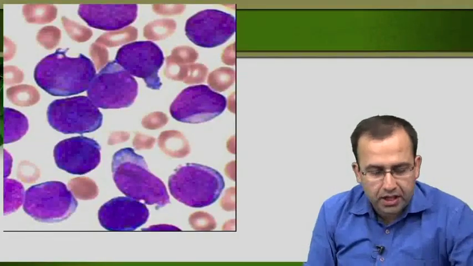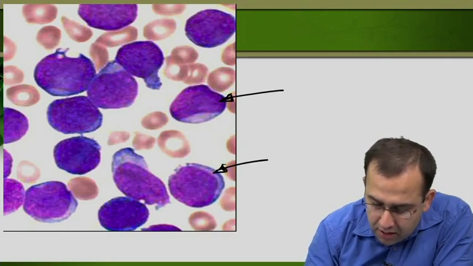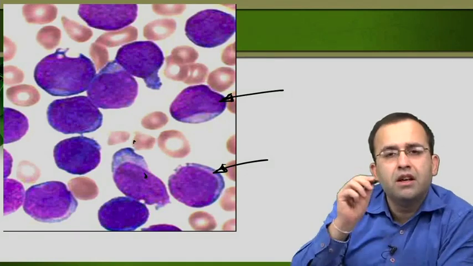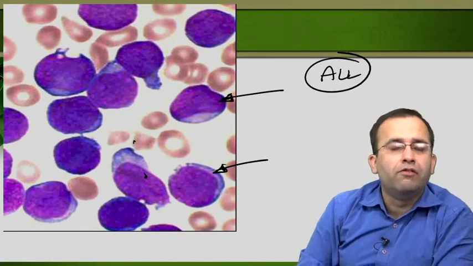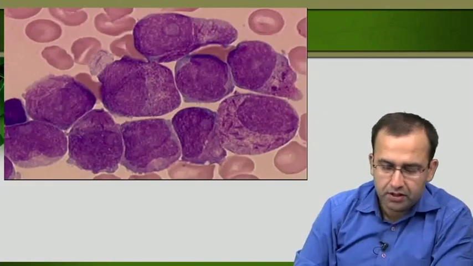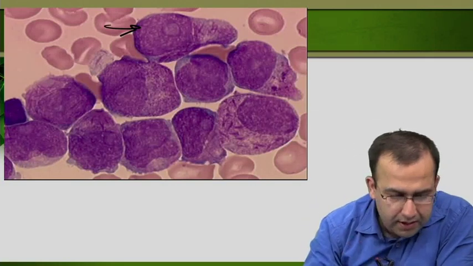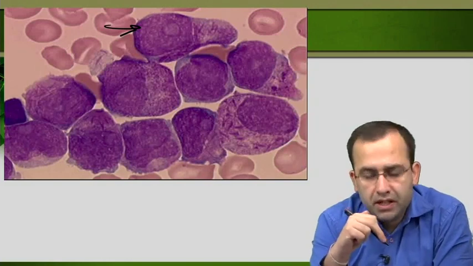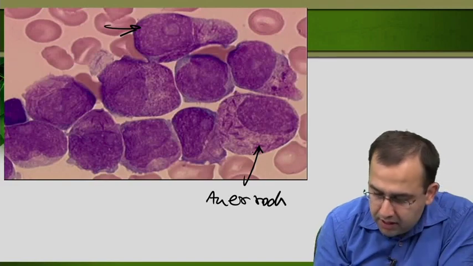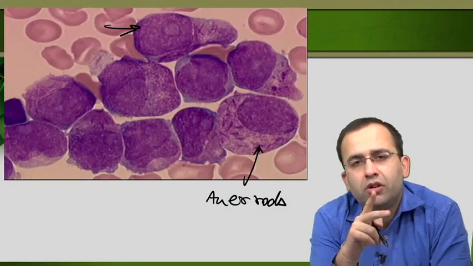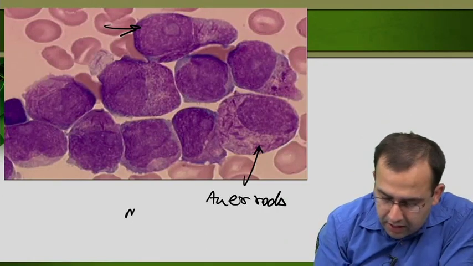Differentiate this AML from this case. What we see here is again the presence of large cells, 2.5 to 3 times the size of an RBC, scant cytoplasm, no granules. ALL, acute lymphoblastic leukemia. Next, diagnosis. See, what we see here is large cells, 2.5 to 3 times the size of an RBC, again showing the presence of Auer rods. Is it a single Auer rod or are there multiple Auer rods? They are multiple Auer rods in a single cell.